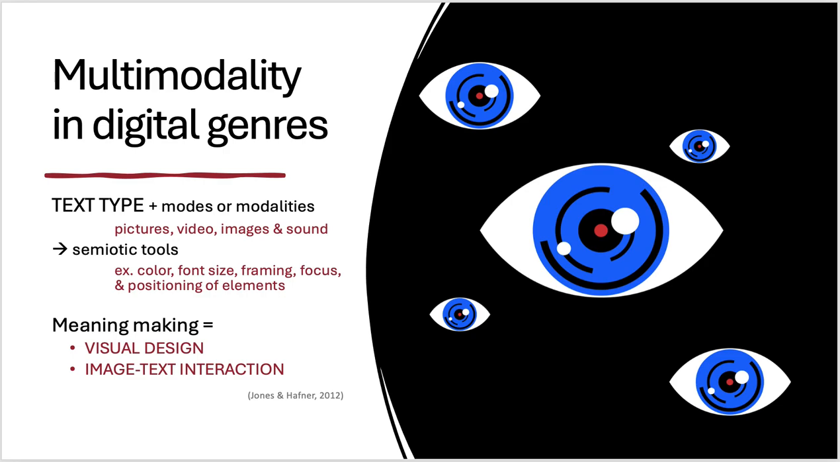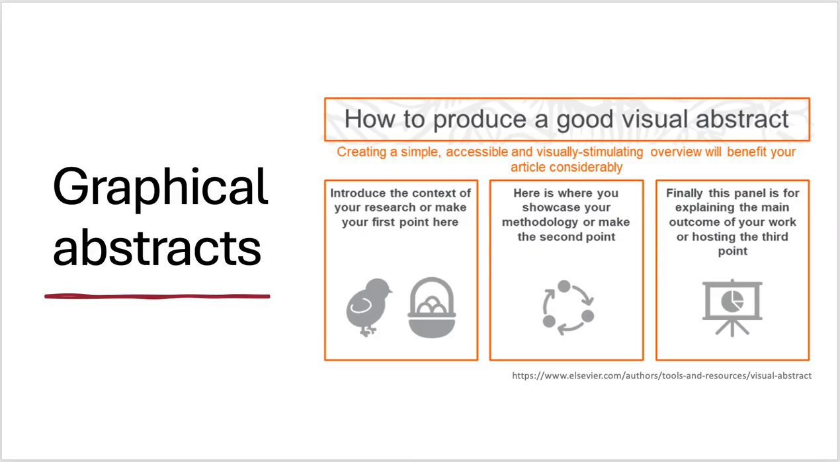These are key considerations that we need to take into account to create effective multimodal text. This means that in addition to digital text composing, we also need to consider both the visual design and, more importantly, image-text interactions, as we are going to see next.